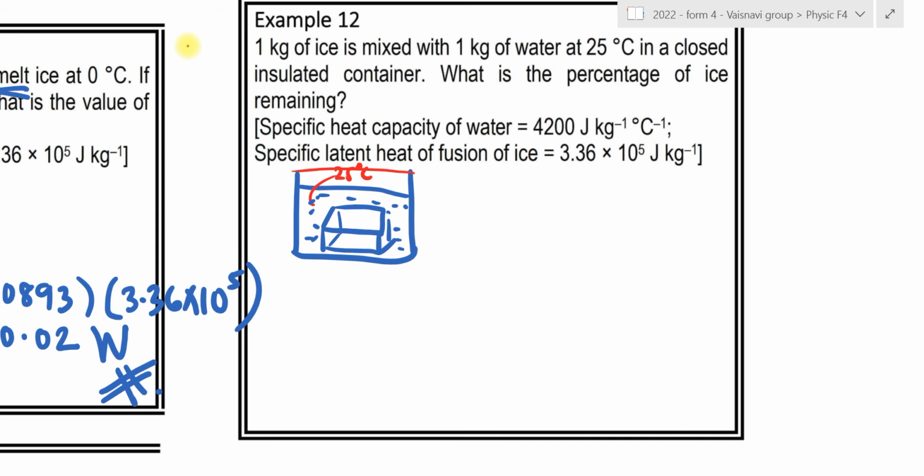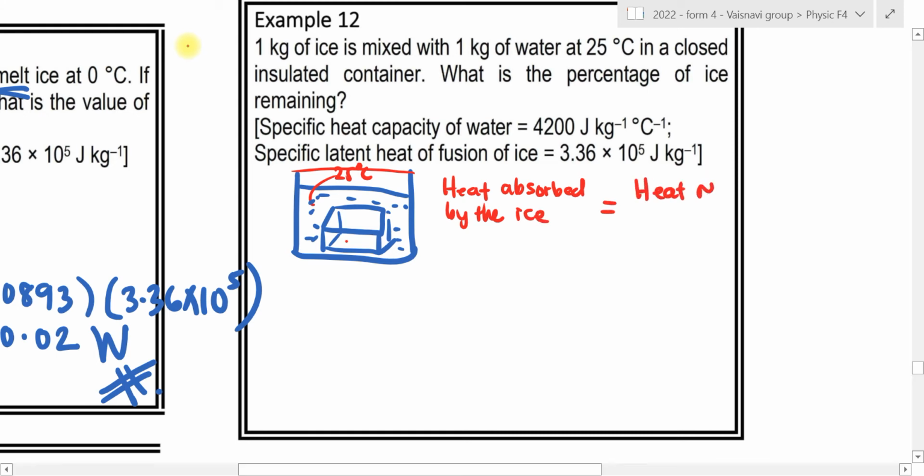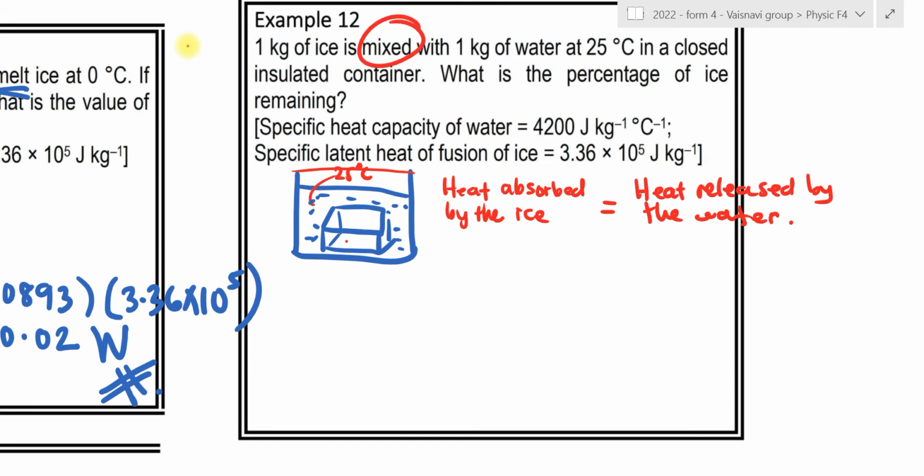Okay, so the heat absorbed by the ice is equal to heat released by the water. Because here we are mixing, if mixing we use the mixture method. Right? Have you thought about this?